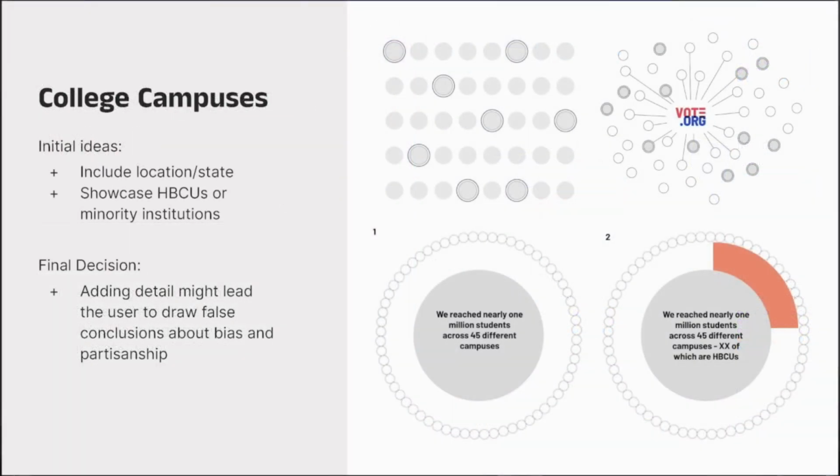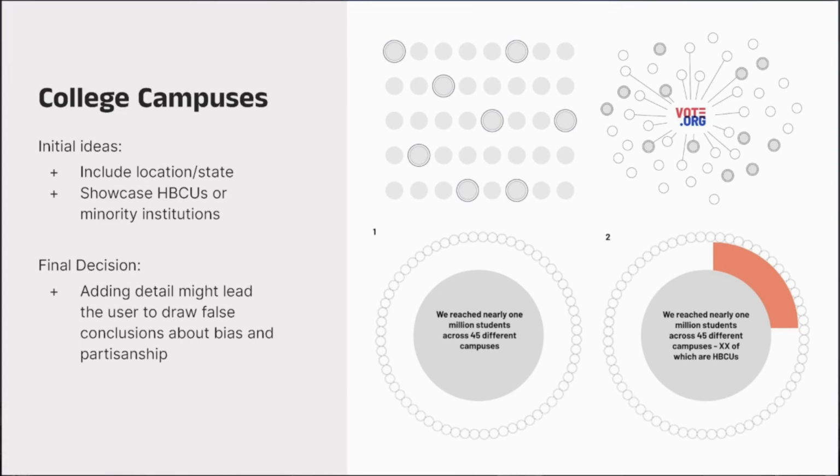Another example of one of these initiatives was their work focusing on college campuses. So there's a lot of narrative around youth voters, that the youth vote's important, but that oftentimes young people don't turn out to vote. And so Vote.org had a full initiative focused on getting out to college campuses and encouraging young people to cast their votes and really engage in democracy.